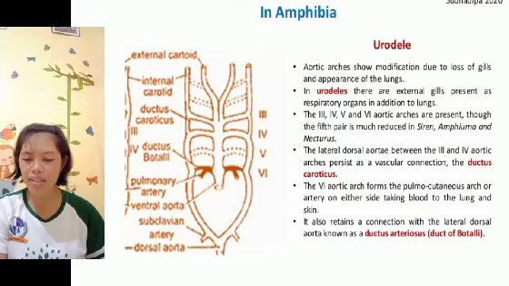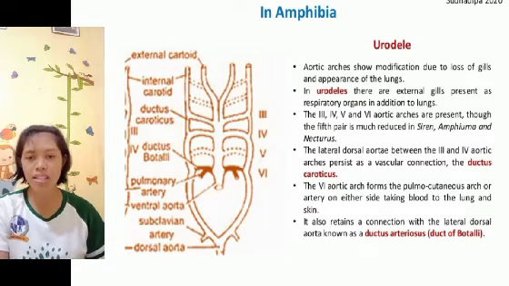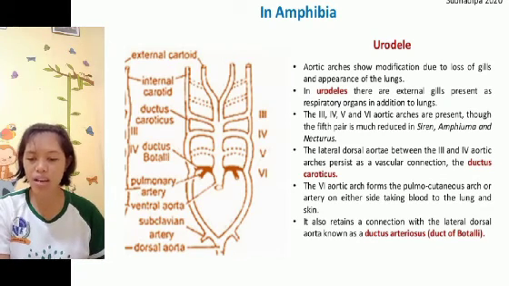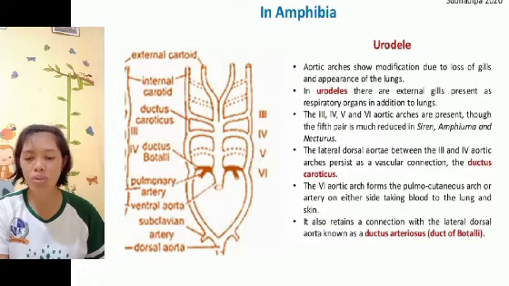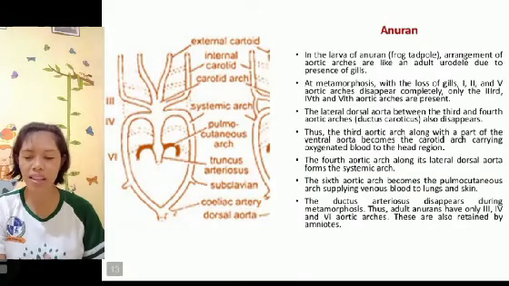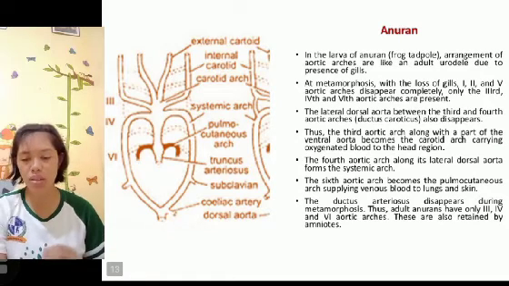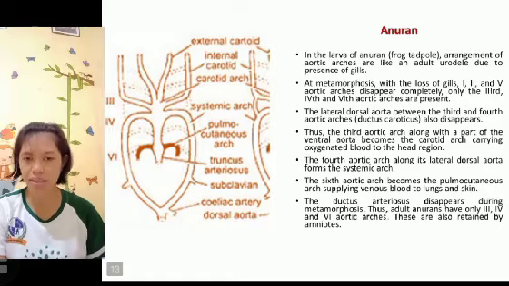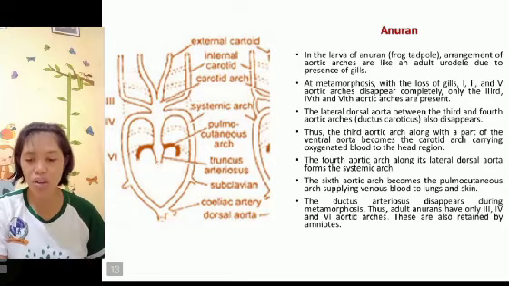The next one, the 6th aortic arc, forms the pulmocutaneous arc, or artery, on either side, taking blood to the lungs and skin. So that's the use of this arc here. So it developed the pulmonary arc. Now it is also retained in connection with the lateral dorsal aorta, known as the ductus arteriosus, in our anuran. In the larval stage, the structure of the aortic arcs is the same as in the adult urodele because of the presence of the gills.